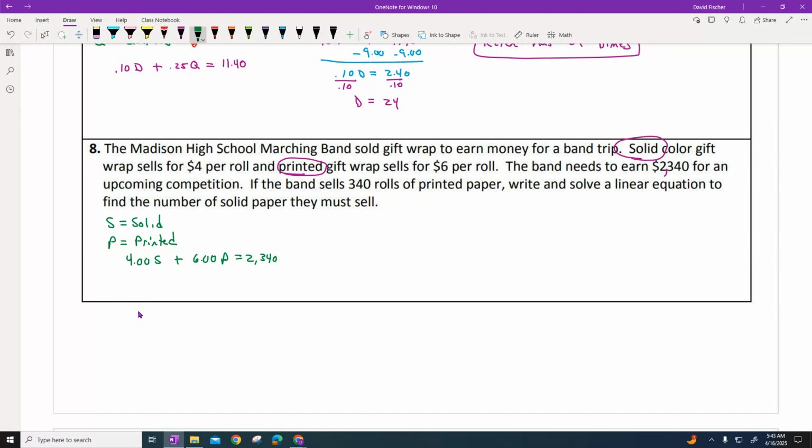Alright, the band sells 340 rolls of printed, so that 340 is going to go right there. So let's write our equation. Printed, they sold 340 of them already, and they want to still make $2,340. Alright, let's get that S by itself. I want to freeze my screen. You should freeze yours too. Do the whole problem, please.